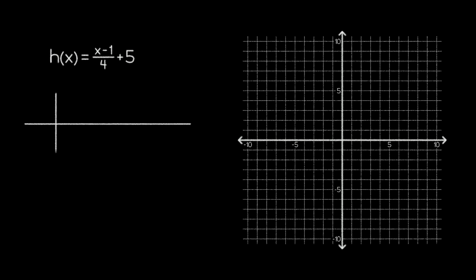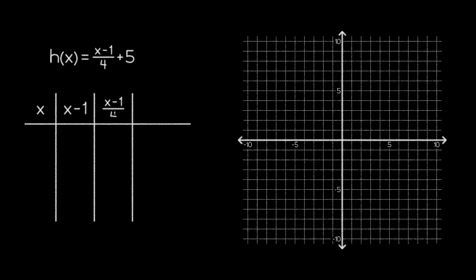Now let's consider another function that contains division. h of x equals (x minus 1) over 4 plus 5. And like last time, let's make an extended table of values to show the process of getting from our inputs to our outputs. Also like last time, we're hoping that one of our columns in the extended table of values will contain those 5 key values from -2 to 2.